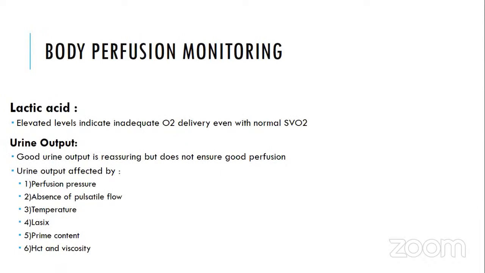An elevated lactic acid level indicates inadequate oxygen delivery even with normal mixed venous oxygen saturation. Urine output: good urine output is reassuring but does not ensure good perfusion. Urine output is usually affected by the perfusion pressure, pulsatile flow, temperature, medications like Lasix and mannitol, prime content, hematocrit, and viscosity.